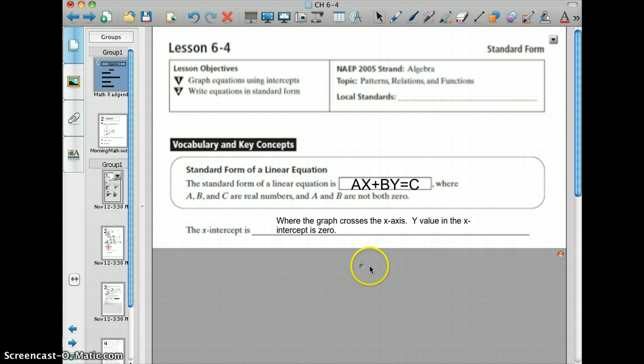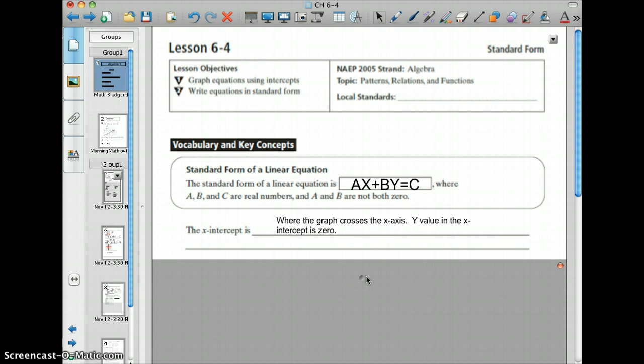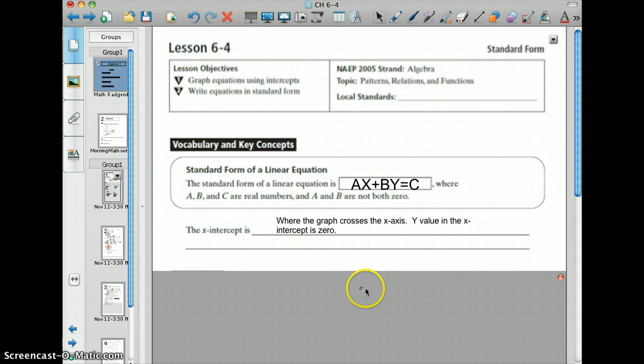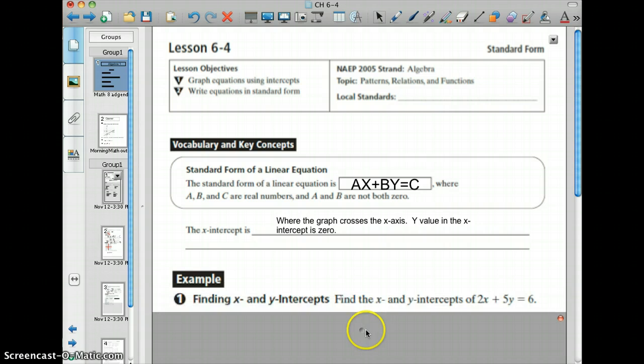X-intercept, something new for us here. The x-intercept is where the graph crosses the x-axis. The y value in the x-intercept is 0. Remember, in the y-intercept, the x value is 0, and in the x-intercept, the y value is 0. Remember, if you just give me a number, you're not actually giving me a point. So you want to make sure you're always giving points when asked.